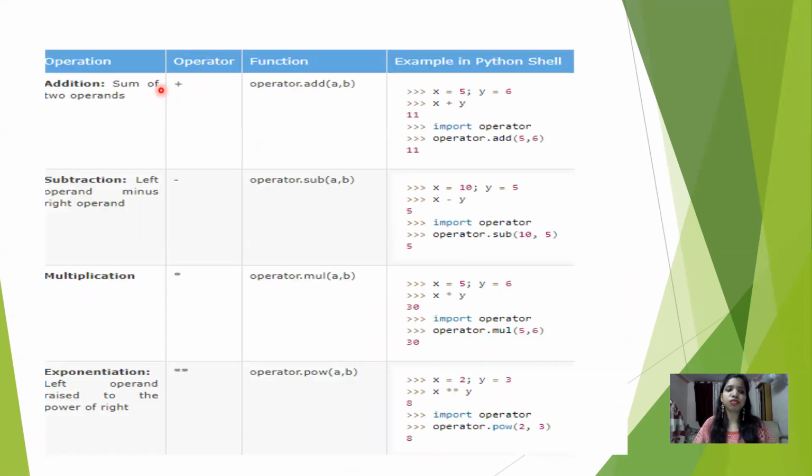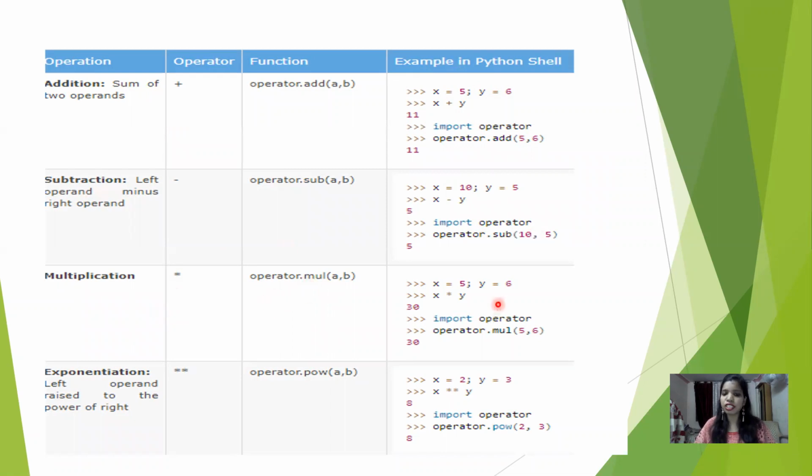Now for addition, either the plus symbol is used or you can import the operator module. Suppose x equals 5, y equals 6, then x plus y will give 5 plus 6 equals 11. Or you can use the operator.add command. So you have to import operator, then operator.add, then give the values, and it will give the answer. For subtraction, the minus symbol, or you can use operator.sub.